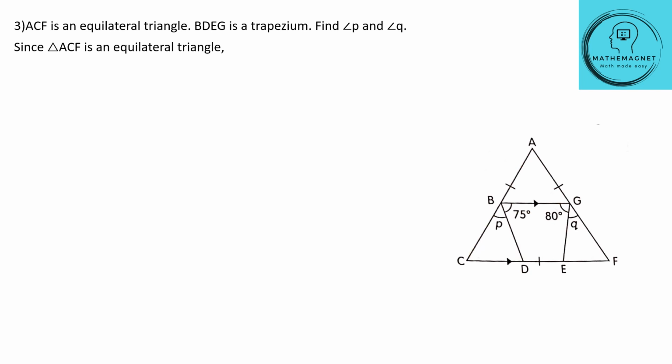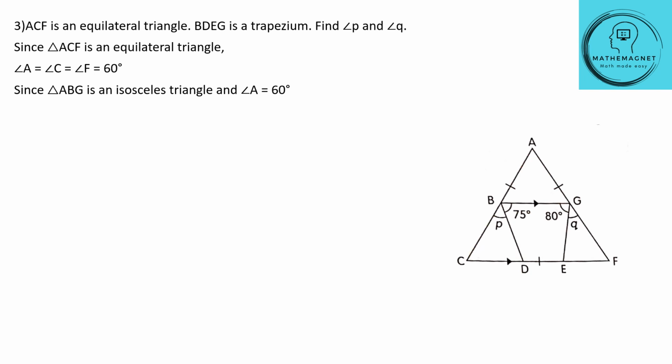Over here in triangle ACF, this is an equilateral triangle, which means angle A is equal to angle C equal to angle F is 60 degrees. Which means in an equilateral triangle all angles are equal to 60 degrees and all the sides are equal. So here, since triangle ABG is an isosceles triangle, angle A is equal to 60 degrees.